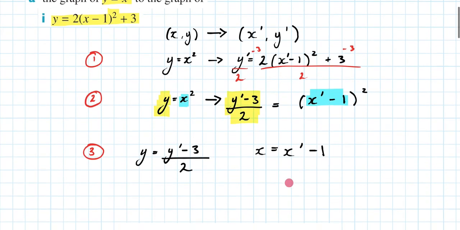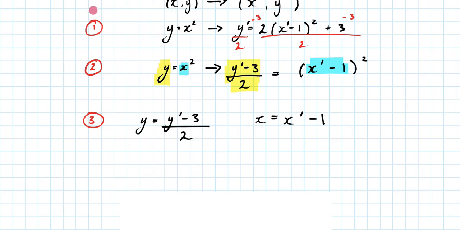So let's continue. My fourth step is going to be to rearrange this so I just have y dash to one side. So I'm going to times by 2 and plus 3. I'm just going to do this quickly, like that. So I times both sides by 2, and then I plus both sides by 3. And then I'll get y dash. And over here, I'm just going to plus both sides by 1. So I'm going to get x plus 1 equals x dash.